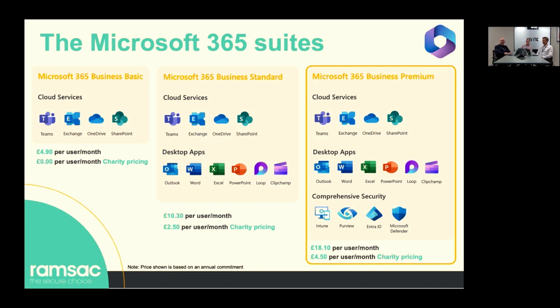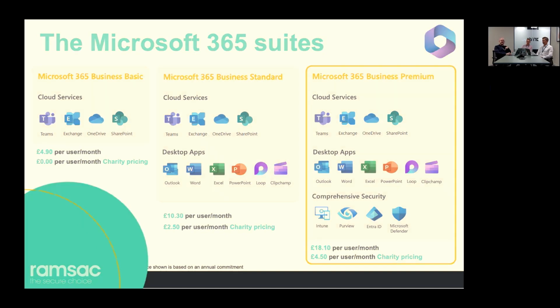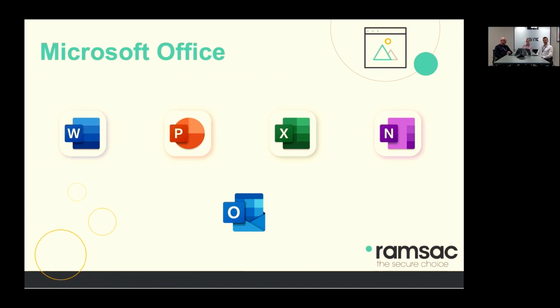It costs £18.10 per user per month, or £4.50 per user per month for charities and not-for-profit organisations. Most people pay that money and then they use Outlook, Word, Excel and PowerPoint. And again, you're just not making the most of your investment. So that's what we're going to go on and talk about today. So very quickly, I'm going to talk about the stuff initially that you probably already know about. So what are you getting within your £18 a month?